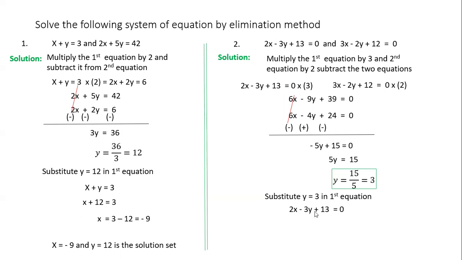2x minus 3y plus 13 is equal to 0. Put y is equal to 3. So 2x minus 3 into 3, in place of y I put 3, plus 13 is equal to 0. Therefore 2x minus 9 plus 13 is equal to 0. 2x is equal to minus 13 plus 9, which is minus 4. Take 2 to this side, because minus 4 divided by 2 is minus 2, so x is equal to minus 2.